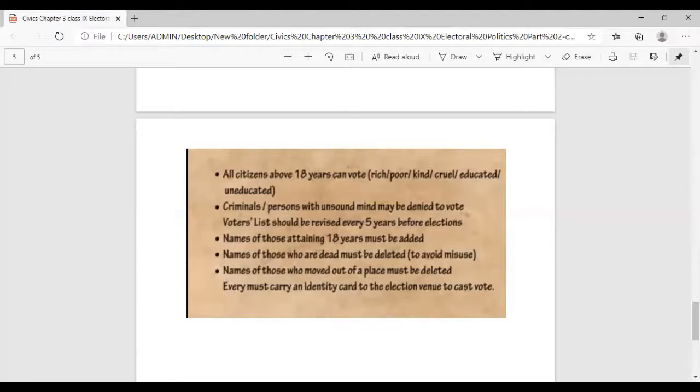But the card is not yet compulsory for voting, as voters can show many other proofs of identity like the ration card or the driving license. With this, we concluded today's class. In the next class, we will discuss nomination of candidates, election campaign, and polling and counting of votes.